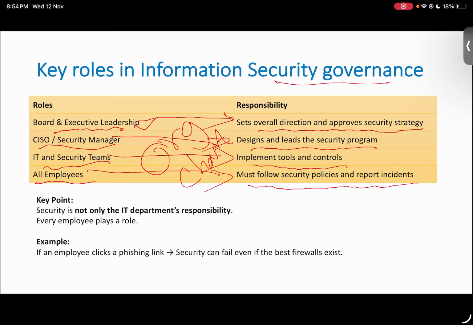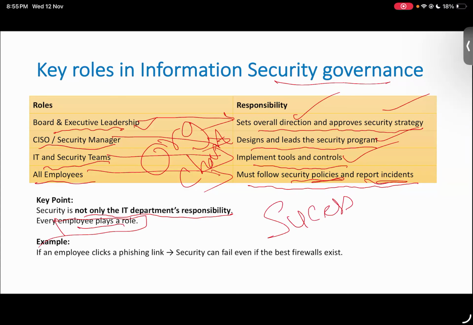They define board of director or stakeholder, they will define the direction. They put the strategy. CISO, they design and implement the program. IT security team, they will implement the controls, implement firewall, implement SOC, and all those things. All employees, they should follow the policies and report the incident. So the key point over here, security is not only the IT department responsibility, it's everyone's business. Everyone should play a role in it, and then only you will have success of your security program.